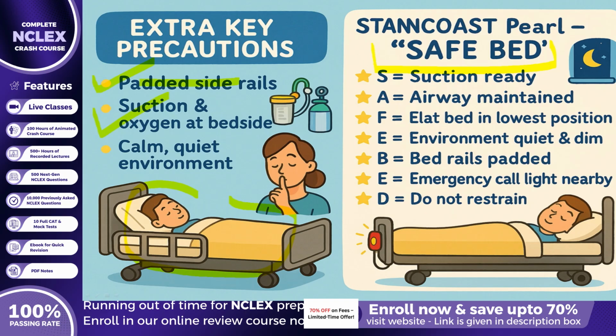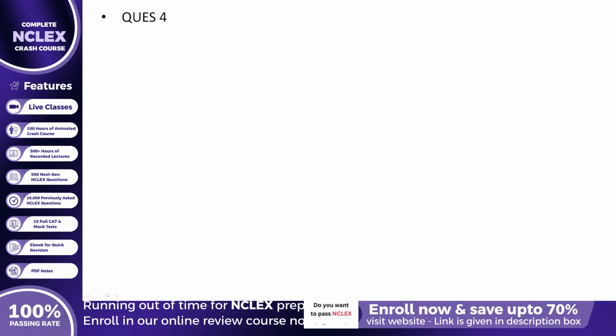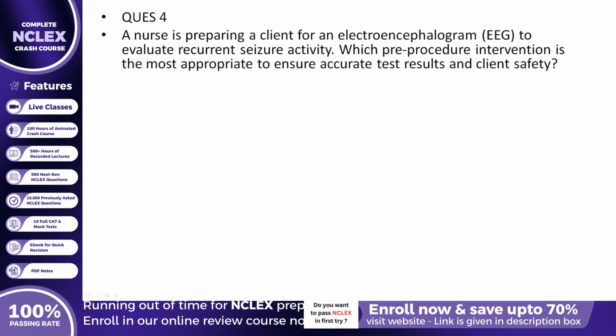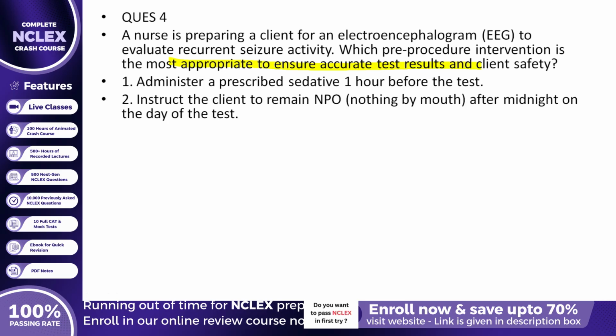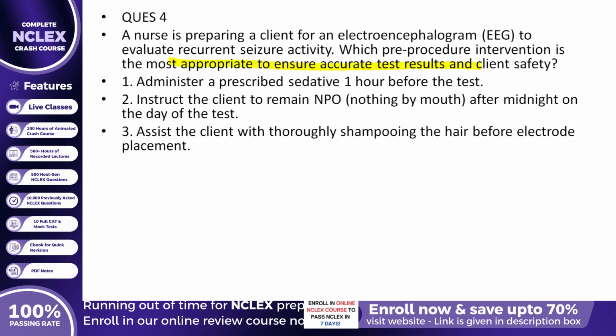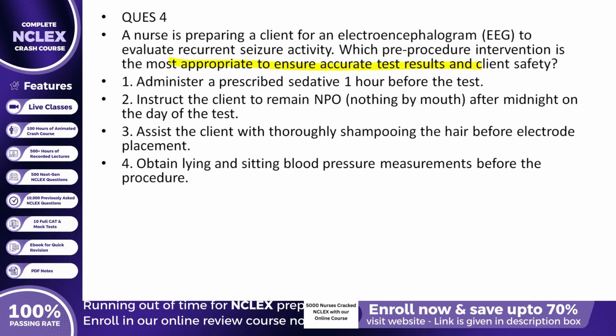Let us now move into a highly testable NCLEX scenario that focuses on preparing a client for an electroencephalogram, or EEG, to evaluate recurrent seizure activity. The question asks, which pre-procedure intervention is the most appropriate to ensure accurate test results and client safety? The options given are: administer a prescribed sedative 1 hour before the test, instruct the client to remain NPO after midnight on the day of the test, assist the client with thoroughly shampooing the hair before electrode placement, or obtain lying and sitting blood pressure measurements before the procedure.